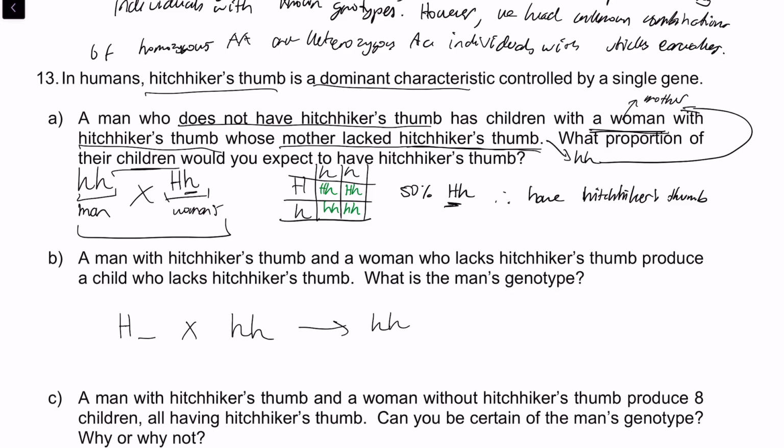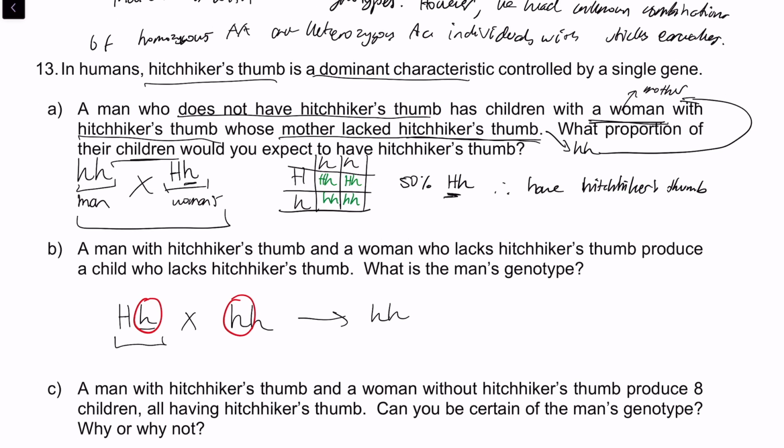So the only way that can happen is if the man has a genotype that has a recessive lowercase h to be passed on to that child. Okay, so in that case, they can pass on this lowercase h, and the mother can only give lowercase h. So it doesn't matter which one gets passed on, it will transfer to the genotype of the child, and that manifests as lacking hitchhiker's thumb.